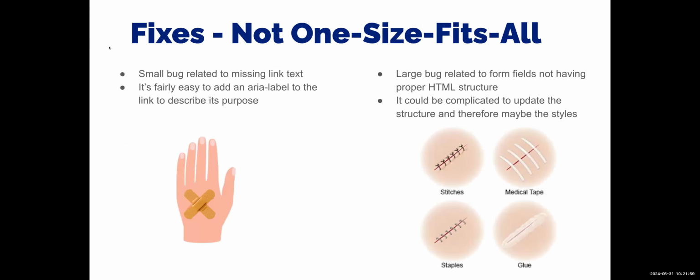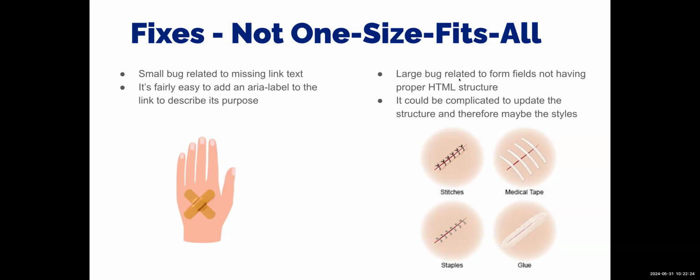So fixes, not one size fits all. There might be a small bug related to missing link text. It's fairly easy to add an ARIA label to the link to describe its purpose. This would be like a Band-Aid fix. When you can, you want to use semantic HTML to build your websites, but you can add additional accessibility properties like an ARIA label. That'd be like slapping a Band-Aid on.